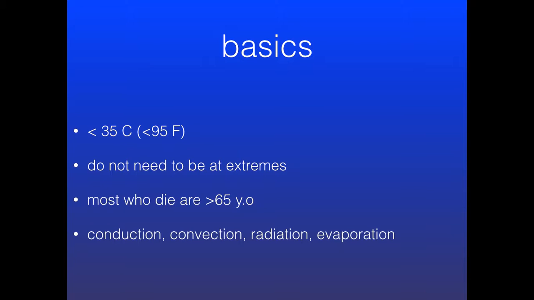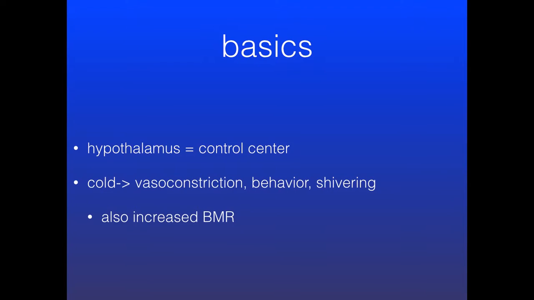Most people who die from this are likely to be over 65 years old, and then remember from basic physics the four methods of heat transfer, which we won't get into right now. Another basic thing is remember that the hypothalamus is the control center in regards to temperature in the body, and that cold in the body can, among other things, lead to vasoconstriction, behavioral changes, spontaneous shivering, and an increased basal metabolic rate.